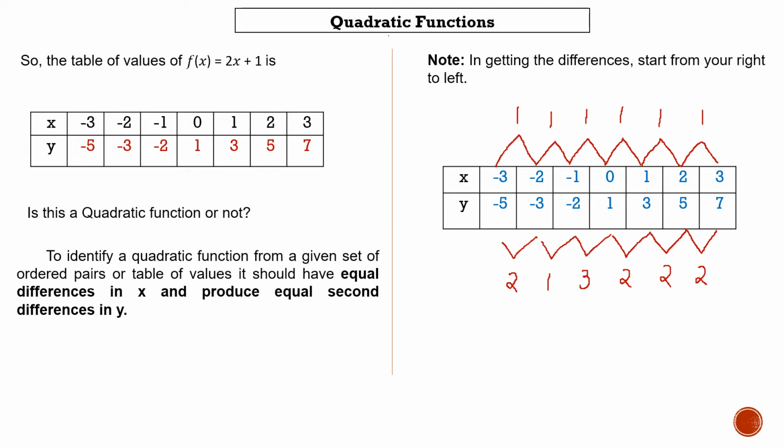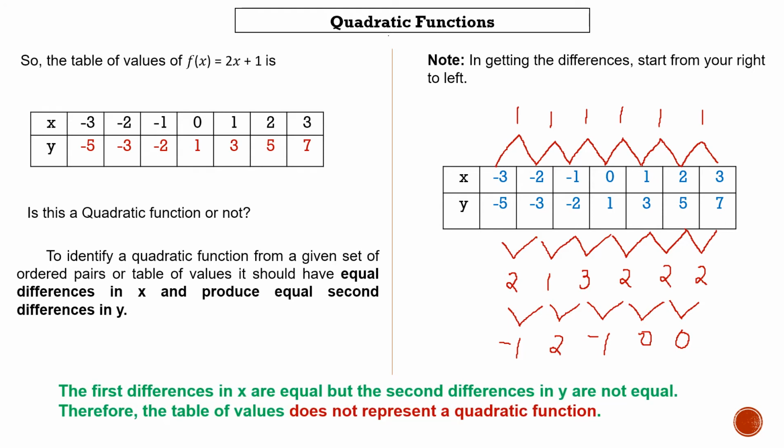So to get the second differences, we have 2 minus 2, 0. 2 minus 2, 0. 2 minus 3, negative 1. 3 minus 1 is 2. 1 minus 2 is negative 1. So as you can see, the second differences in y are not the same. From that, we can say that the second differences in y are not equal, therefore, it is not a quadratic function.